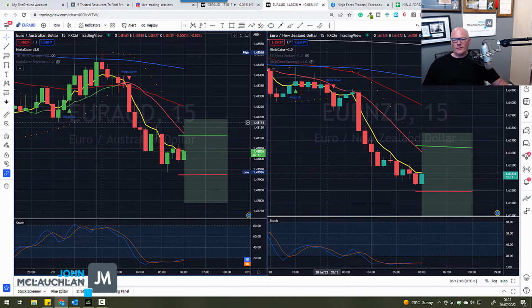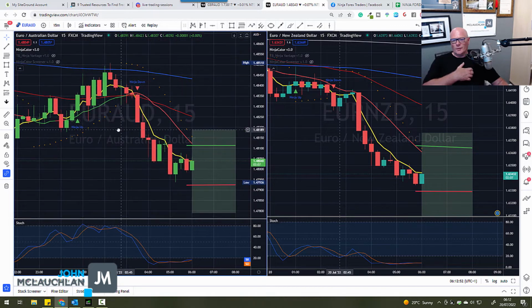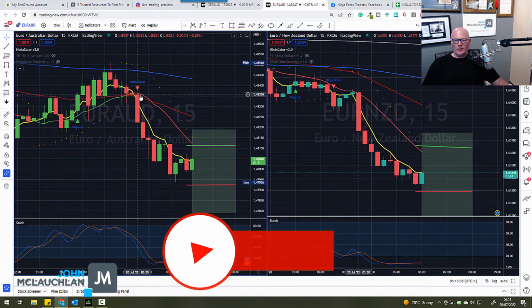The moving averages on here. Starting from here, the yellow is the 5 moving average. The red here is the 50 moving average. In fact, this red one, that's the 50 moving average. This moving average here, as you can see, this one changes colour.